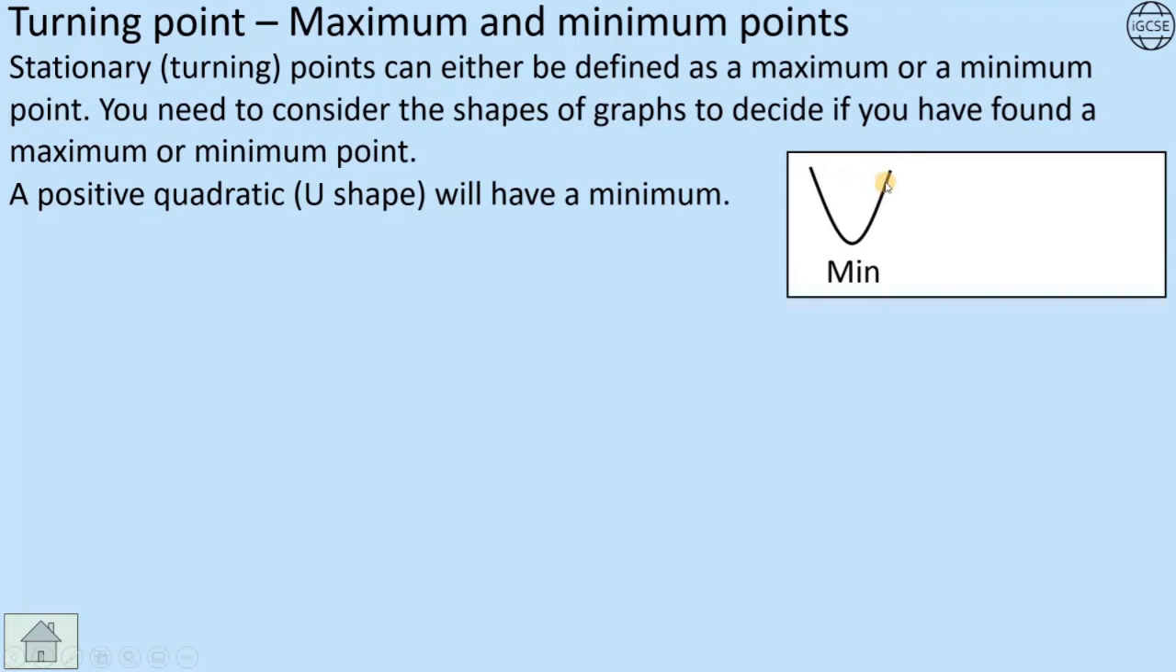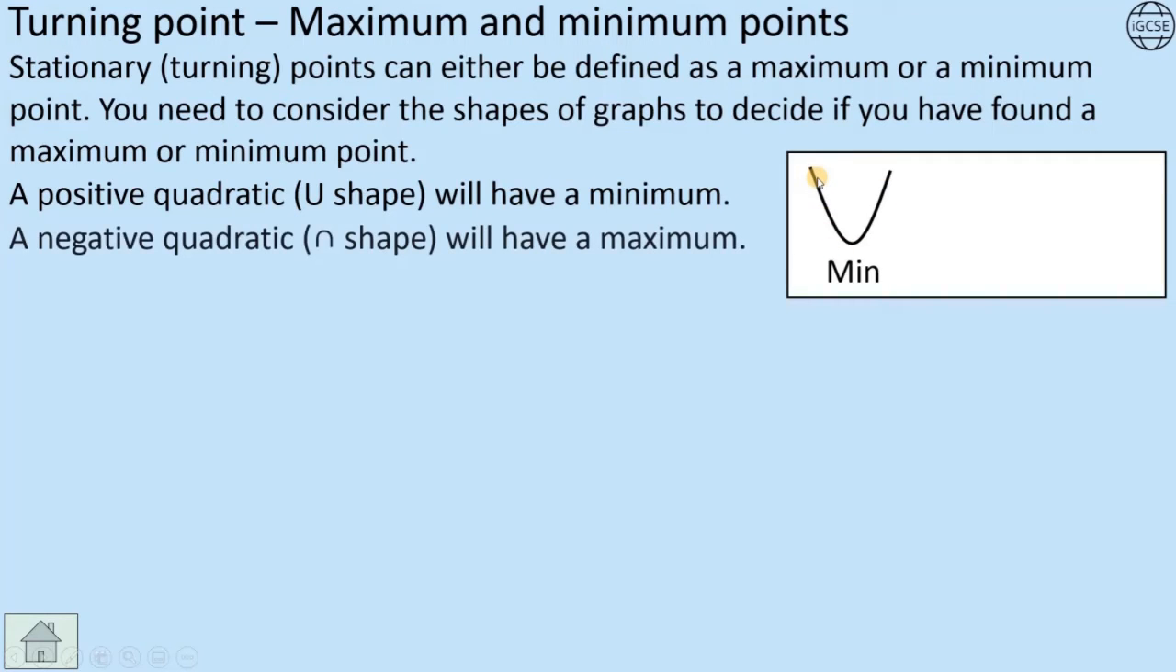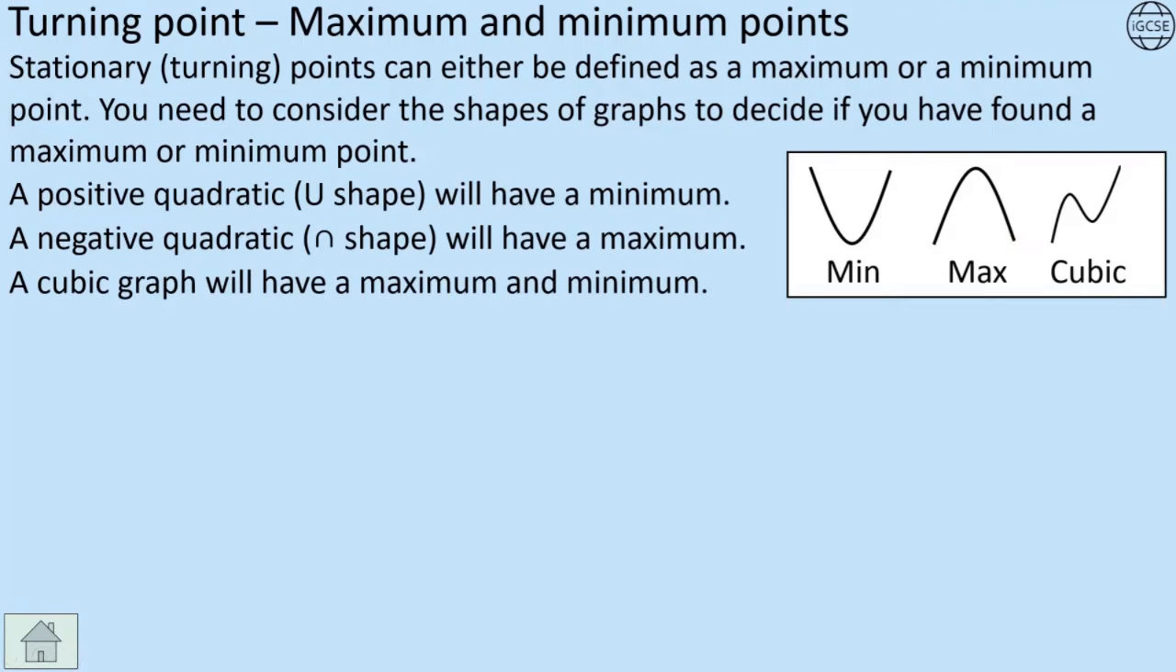But a positive graph, so just x squared or 3x squared or 4x squared, will take this shape. If it's a negative quadratic, so minus x squared or minus 2x squared or whatever, then it will go upside down, like that one. And then of course you've got a cubic graph where you will potentially have a maximum and a minimum. So two different shapes here.